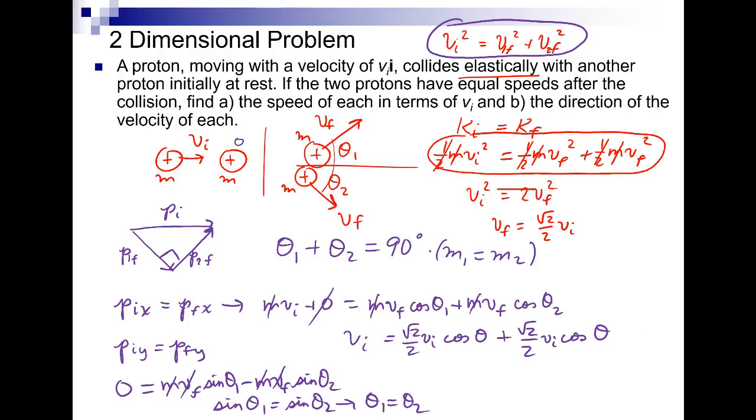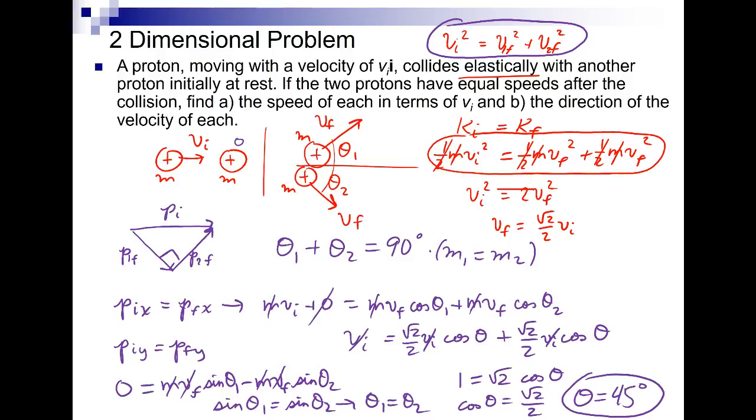Okay, so why am I writing it like this? Well, the v_i's cancel, and I'm going to get 1 is equal to 2 times root 2 over 2 cosine theta, which is just root 2 cosine theta, or cosine theta is equal to root 2 over 2, which means that after all is said and done, theta is 45 degrees. So that's kind of cute, okay?